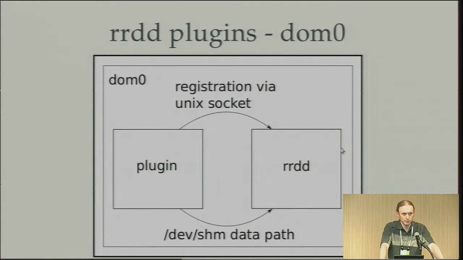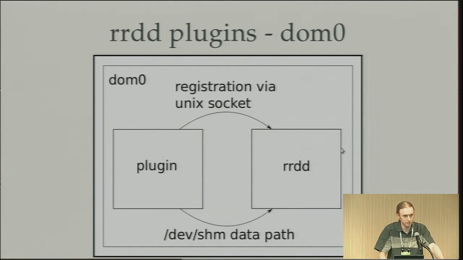So the RRD daemon I've mentioned, when we first created it, had a plugin protocol. Plugins would run in Dom0, and they would do a one-off registration over a Unix socket. They'd give a standard identifier to the RRD daemon. The RRD daemon would send back a path in /dev/shm, and then the plugin would write its data to this path, and the RRD daemon would read it. So there's this one-way data transmission over /dev/shm. There's no locking. I'll go into the protocol in a bit more detail later. This works, but the problem is we're using Unix sockets and a file system, so these plugins are stuck in Dom0 at the moment.